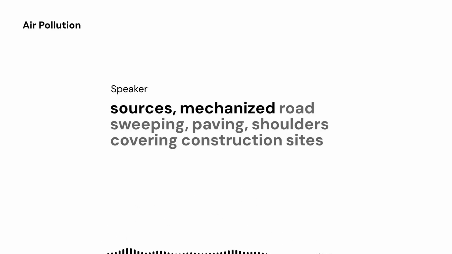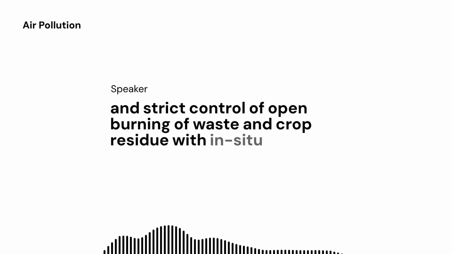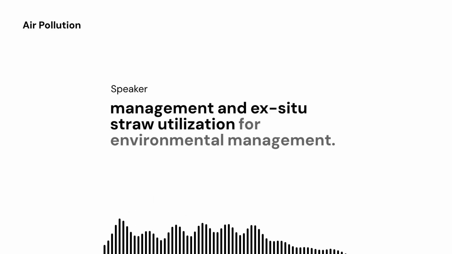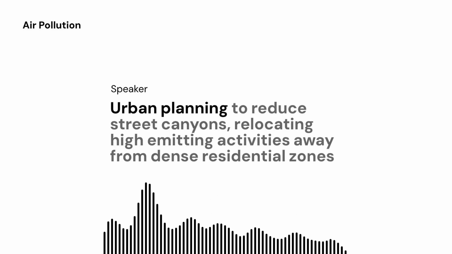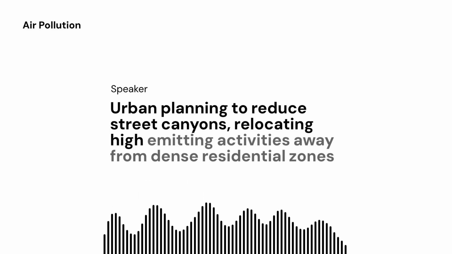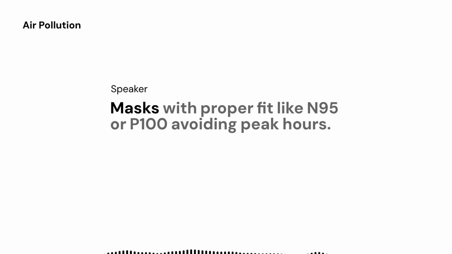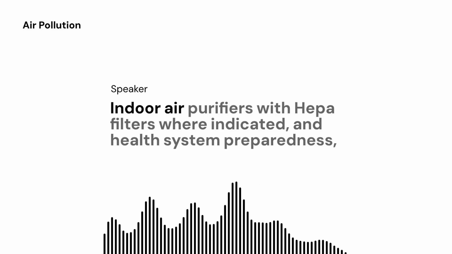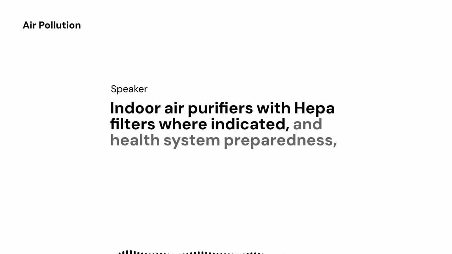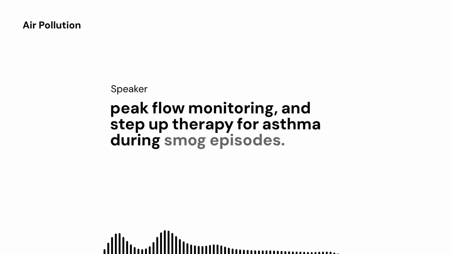For area sources, mechanized road sweeping, paving shoulders, covering construction sites, and strict control of open burning of waste and crop residue with in-situ management and ex-situ straw utilization. For environmental management, green buffers along roads, urban planning to reduce street canyons, relocating high-emitting activities away from dense residential zones. And personal protections: masks with proper fit like N95 or P100, avoiding peak hours, indoor air purifiers with HEPA filters where indicated, and health system preparedness, peak flow monitoring and step-up therapy for asthma during smog episodes.